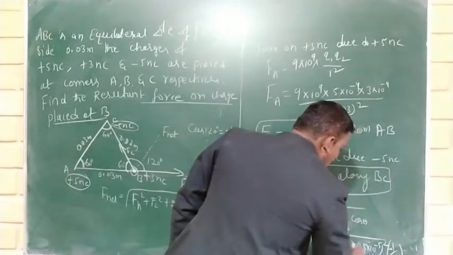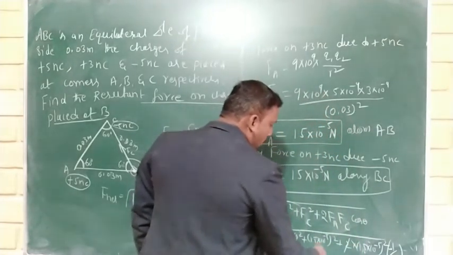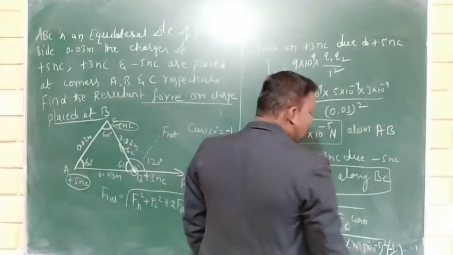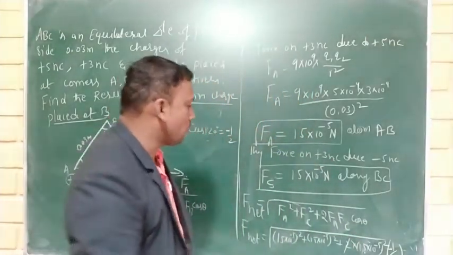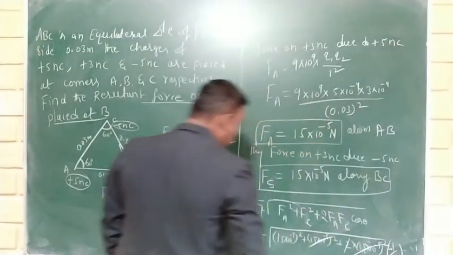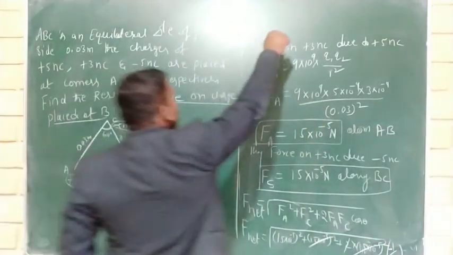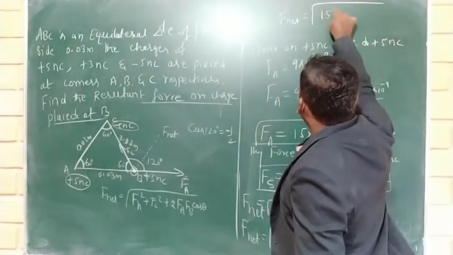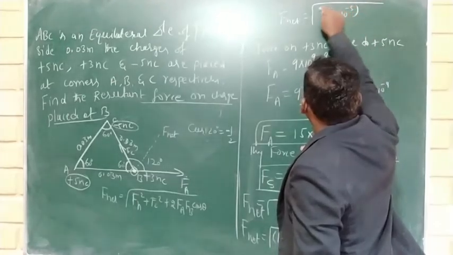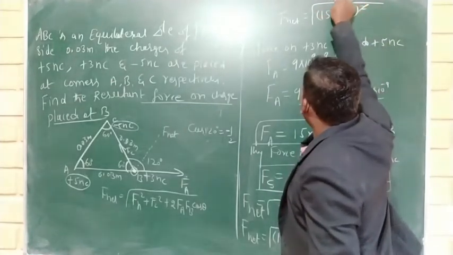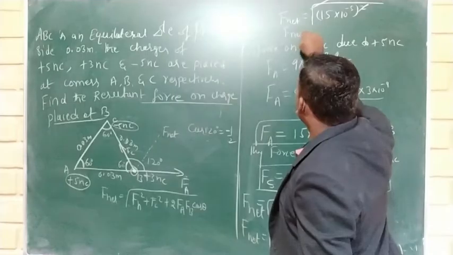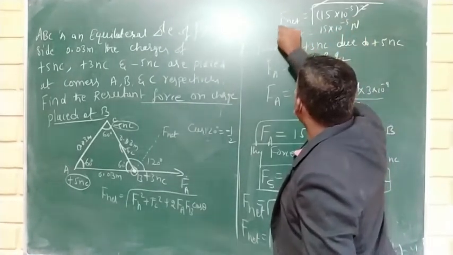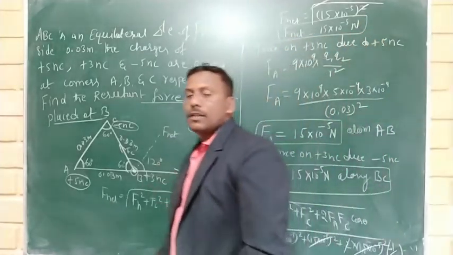Therefore, the 2 cancels. Minus 15 into 10 to the power of minus 5 whole square plus 15 into 10 to the power of minus 5 whole square cancel out. The remaining term is F net equals the square root of 15 into 10 to the power of minus 5 whole square. The square and root cancel, so F net is equal to 15 into 10 to the power of minus 5 Newton. That is the answer.